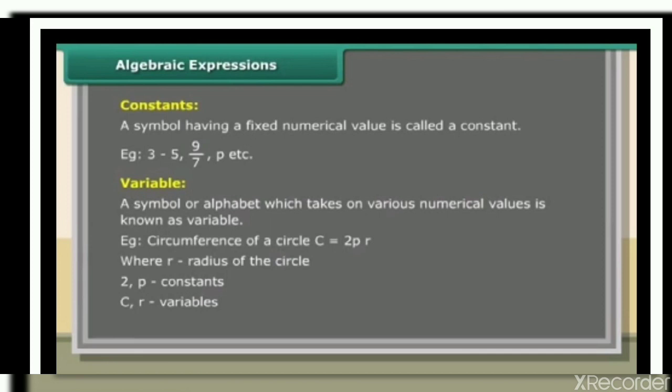Constants. A symbol having a fixed numerical value is called a constant. Example: 3, minus 5, 9 upon 7, pi, etc. Variable. A symbol or alphabet which takes on various numerical values is known as a variable. Example: the circumference of a circle can be denoted as c equal to 2 pi r, where r is the radius of the circle. 2 and pi are constants, and c and r are variables.